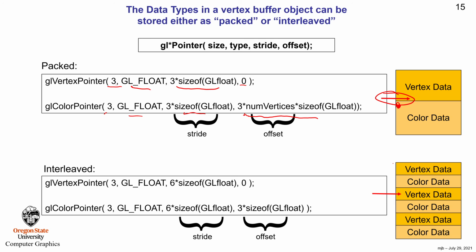Okay, now if you've interleaved it, same sort of thing. I've got 3 numbers, X, Y, Z. They're all floats. In order to get to the next one, I have to advance past 6 floats: X, Y, Z, RGB. Now comes the next X, Y, Z. Color pointer: the stride is going to be 6, just like here, and the starting place is going to be 3 floats into the array. And this is exactly what you would do if you were setting up C arrays or C arrays of structures.